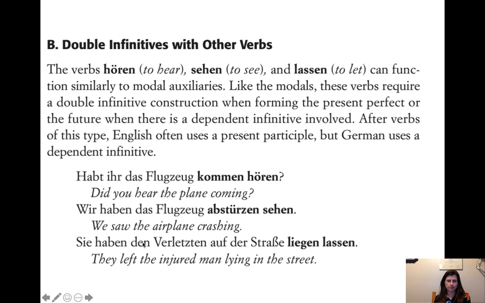Either way, yeah. Sie haben den Verletzten auf der Straße liegen lassen. So liegen lassen often go together and just means to leave it lying there. So they left the injured man lying in the street. So liegen is of course lying, and then lassen would be left behind, left. Yeah. So haben plus double infinitive: they left him lying there.